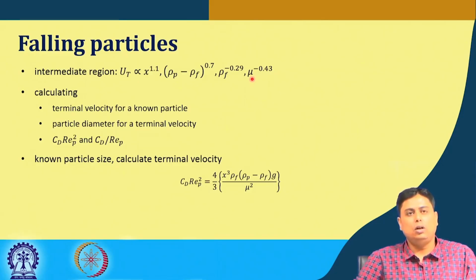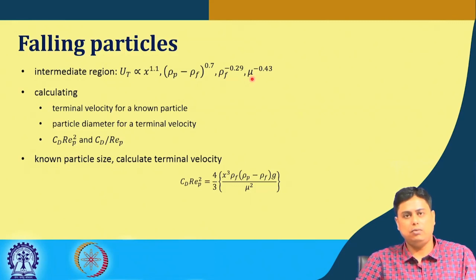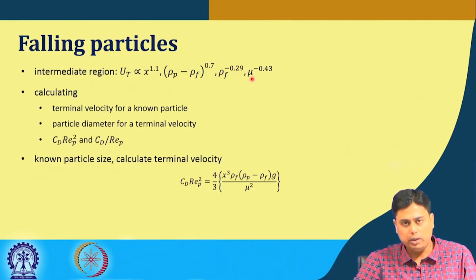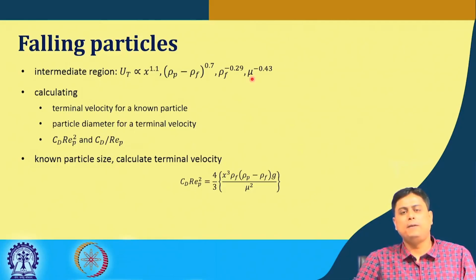So, there are situations where you have to calculate the terminal velocity for a known particle or known size particle, or the other way around, where for a given terminal velocity you have to calculate the particle diameter. So, how do we do that? Because in both these cases the flow region is not known.